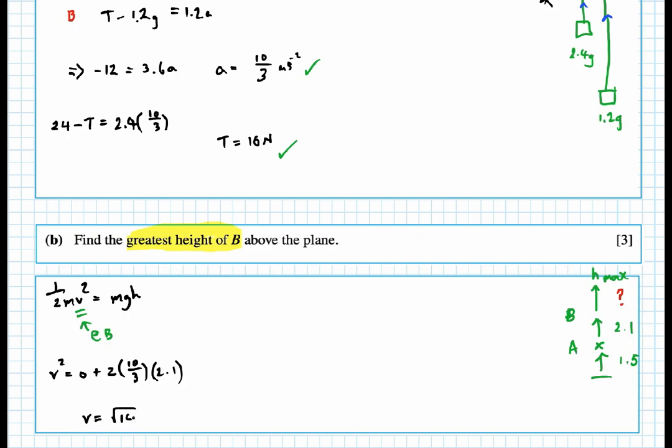So V squared equals 14. So V equals root 14. And then we can do our energy transfer. So we can find our height. You can rearrange that formula as well. So 1/2 mv squared equals mgh. You could rearrange that, like you could cancel out the masses and get h is equal to v squared over 2g. Just depends on what way you want to do it. And we have our 3 bits there. We can add them together and we get 4.3 meters as our final answer for the greatest height of B above the plane.